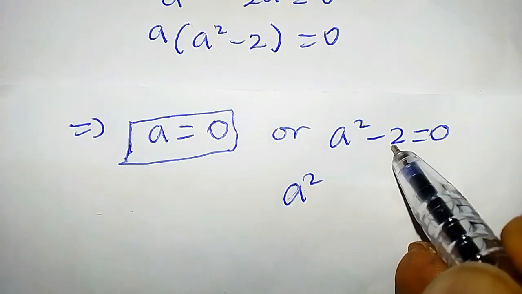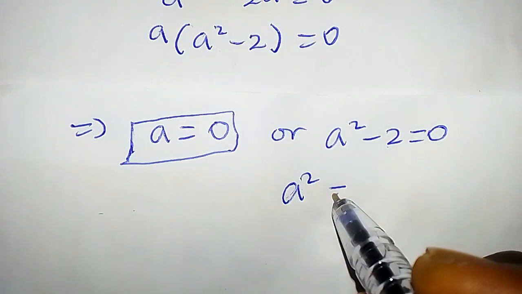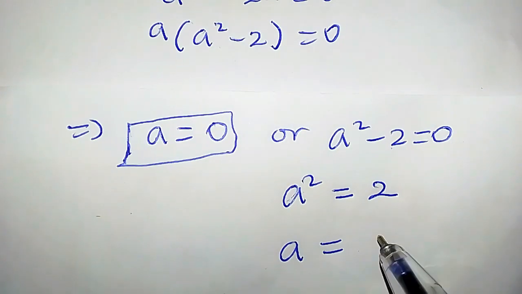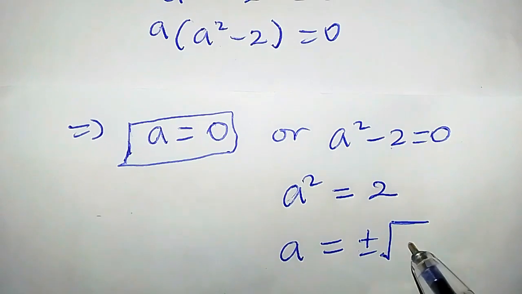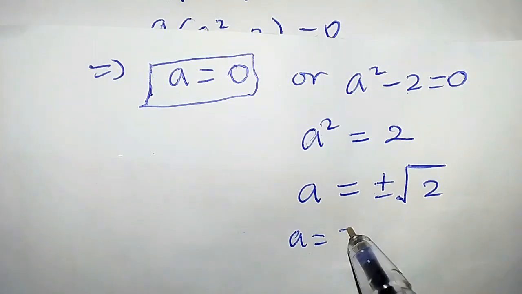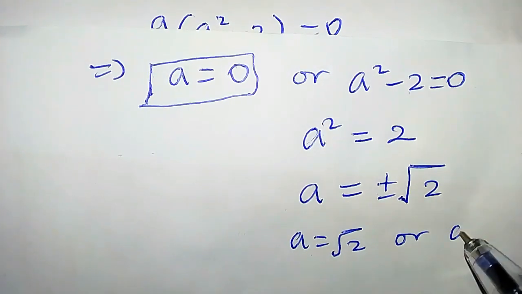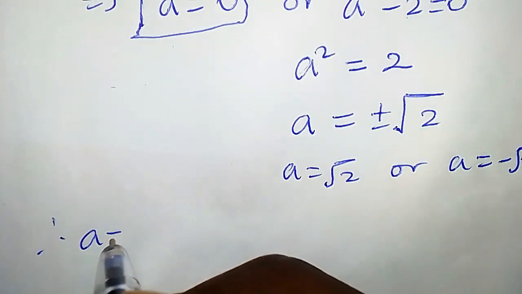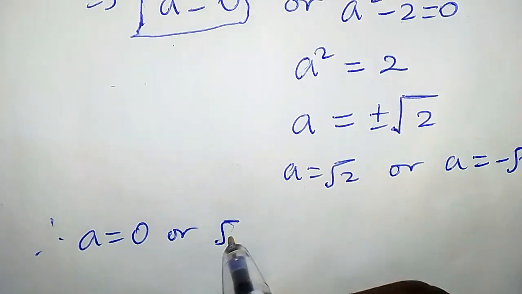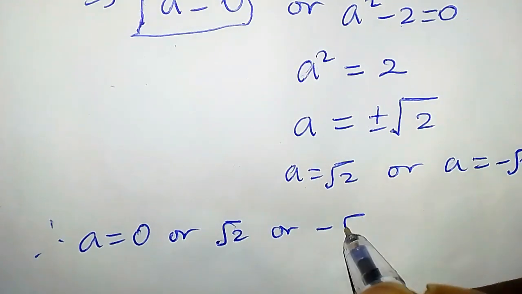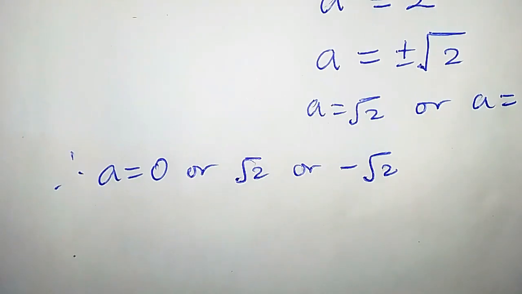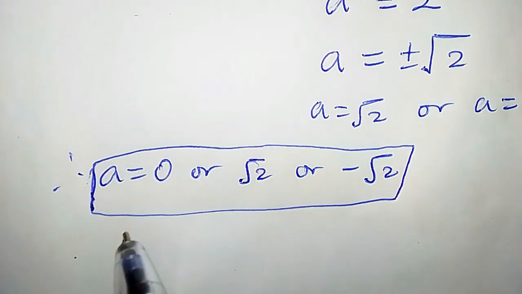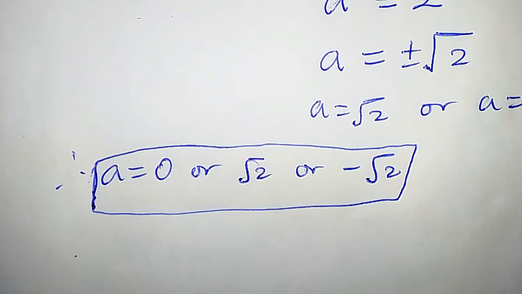A squared, when this comes to the right side, it becomes positive, so we have 2. So taking the square root of both sides, a is equal to plus or minus square root of 2. So a is equal to square root of 2, or a is equal to negative root 2. Therefore, a is equal to 0, or square root of 2, or negative root 2. So these are the values for a.